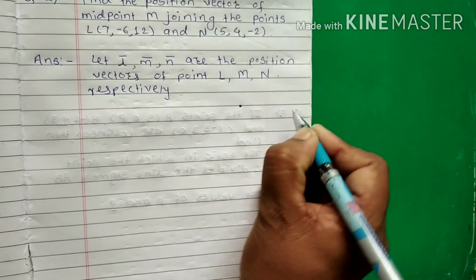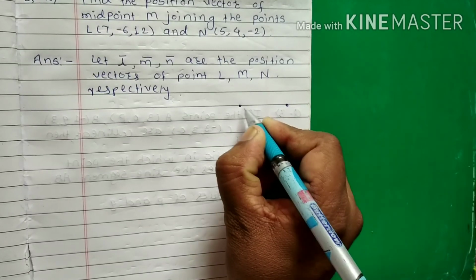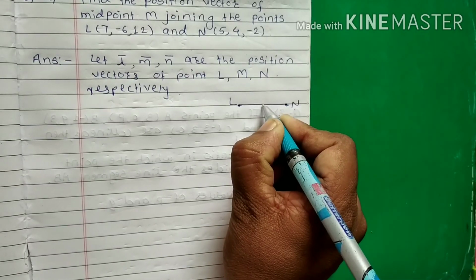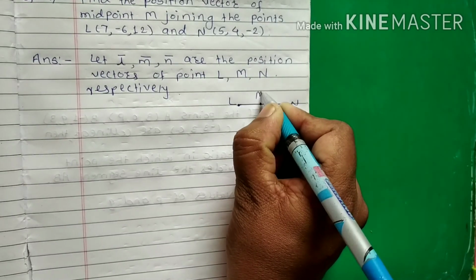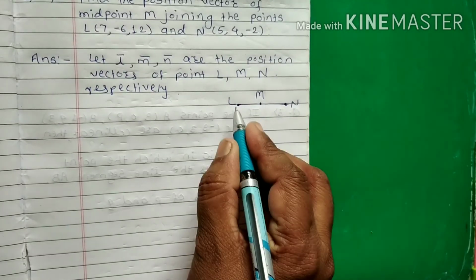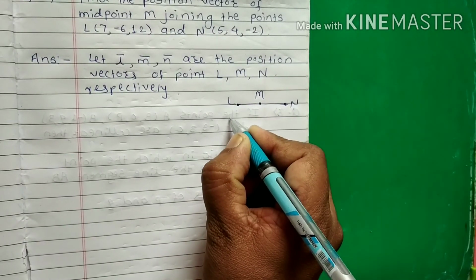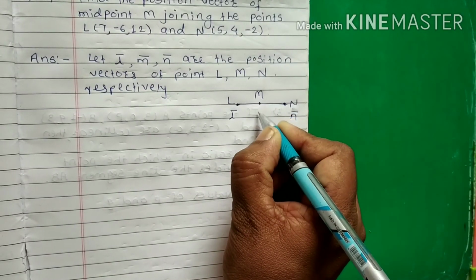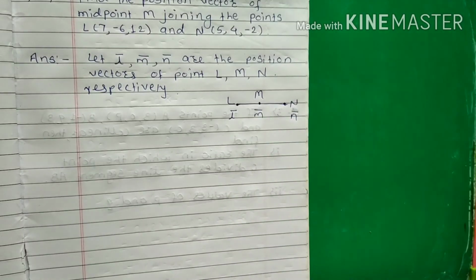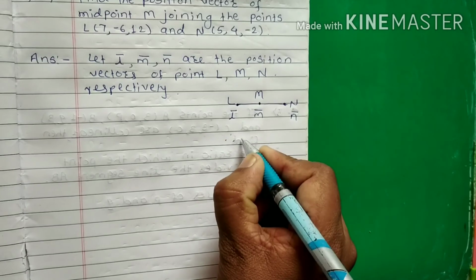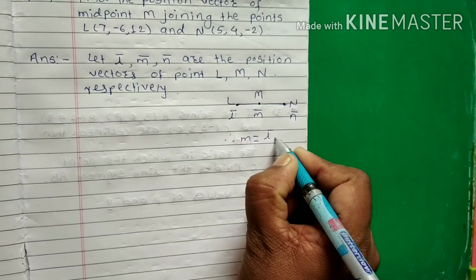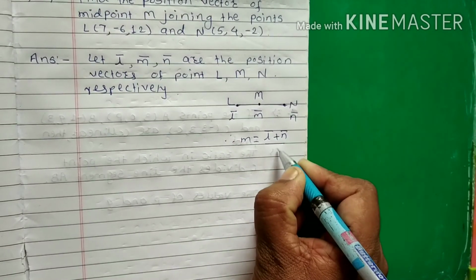Suppose point L is here and point N is here, and point M is the midpoint of L and N. Its position vectors are l bar, n bar and m bar. Therefore, we know the midpoint formula: m bar is equal to l bar plus n bar divided by 2.